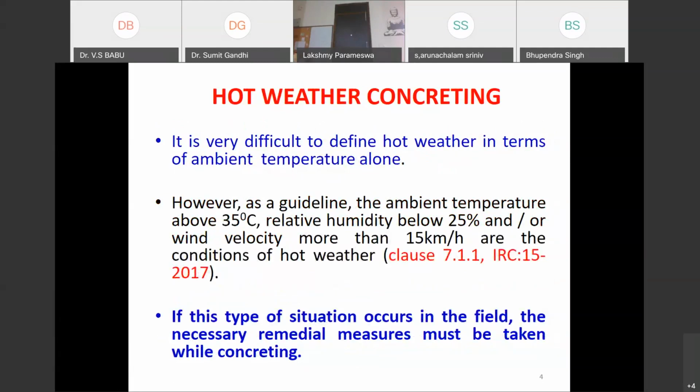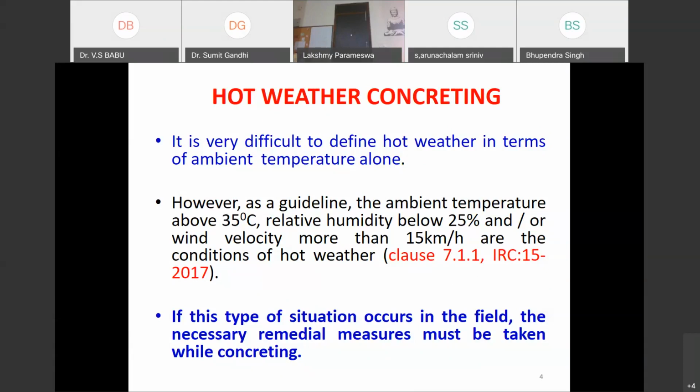Next, what is meant by hot weather? I would like to define hot weather first. It is very difficult to define hot weather by temperature alone. But as per the codal guidelines, an ambient temperature above 35 degrees, relative humidity below 25%, or wind velocity more than 15 kilometers per hour is said to be hot weather. This is the basic definition of hot weather. If this type of situation occurs in the field, the necessary remedial measures must be taken by the site engineer.